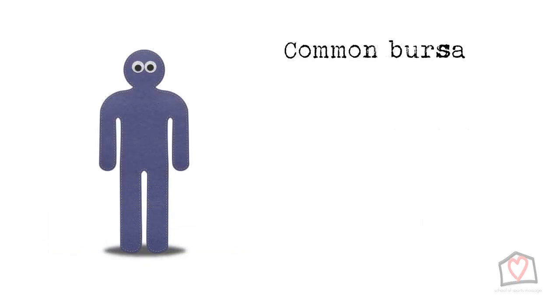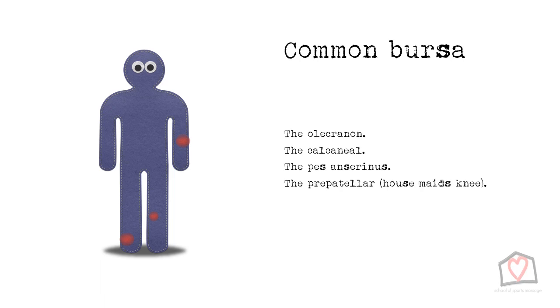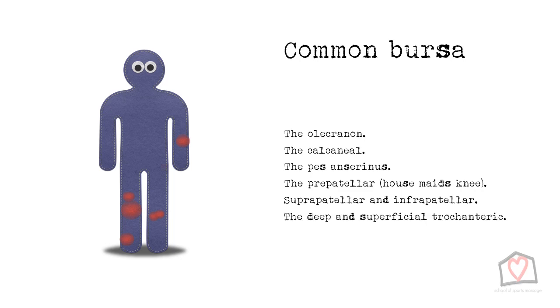Superficial bursas can often be clearly seen as a distinguishable, slightly soft lump or swelling. There are a lot of bursas around the body, but there are a few common ones such as the olecranon, often irritated by leaning on your elbows; calcaneal and pes anserinus, often irritated by friction; prepatella, also known as housemaid's knee; suprapatella and infrapatella, generally irritated by kneeling a lot. The deep and superficial trochanteric can be irritated by sleeping on your side, and the subacromial bursa is often irritated by friction.